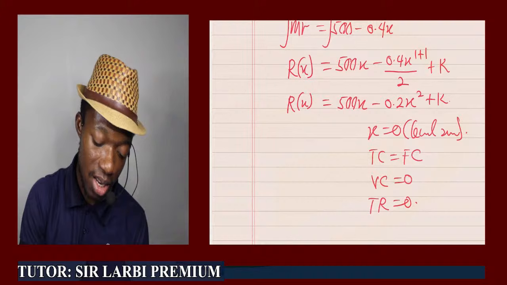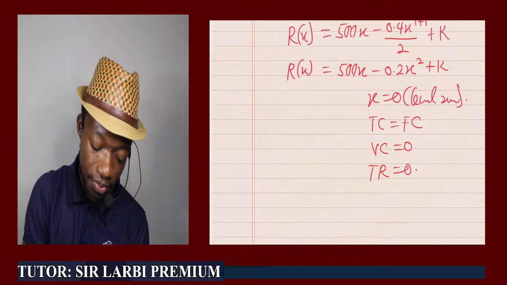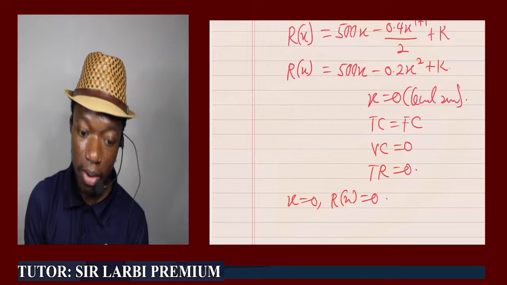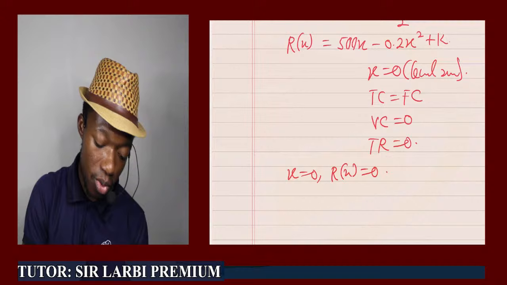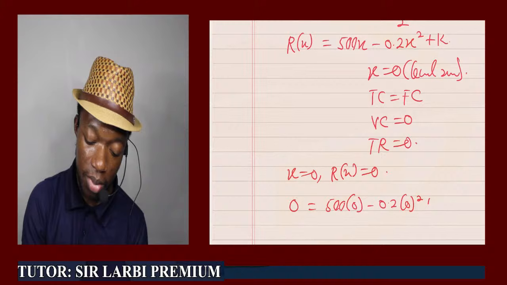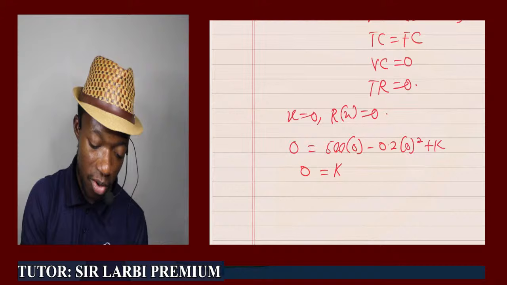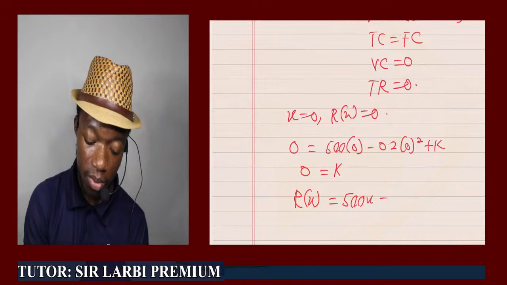We can make the assumption that at the production level of zero, our total revenue is equal to zero. That means x is equal to zero and R of x is also equal to zero. So we substitute that into the revenue function we have derived. We have 0 equal to 500 times 0 minus 0.2 times 0 to the power 2 plus k. So k is equal to zero. Therefore we can conclude our revenue function is 500x minus 0.2x squared, and that is all.